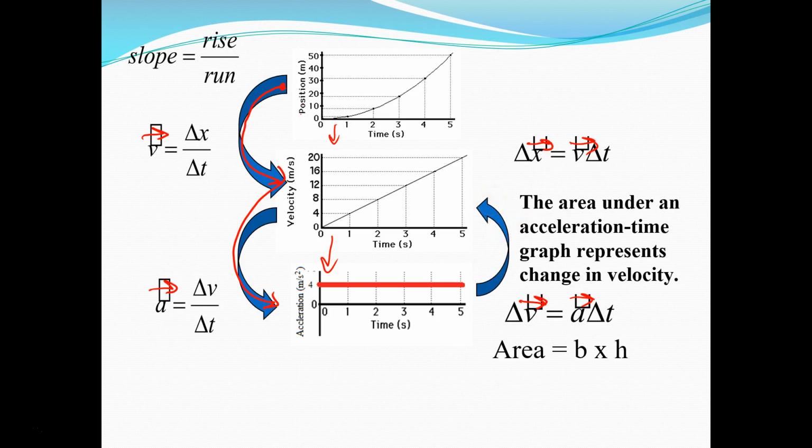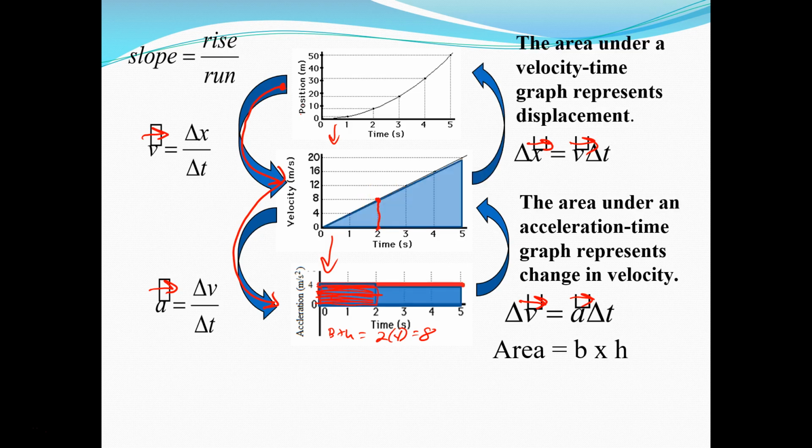Let's say we're looking at our acceleration graph and we want to know what our change in velocity is from time 0 to time 2. Well, we can just take the area under the curve, which is equal to base times height, which in this case is 2 times 4, which is 8. That means at time equal to 2 seconds, we should be at 8 meters per second. If we go down here to 2, we can trace it up, and we find that we are indeed at 8 meters per second. Pretty cool. And we can do that with any period in time.